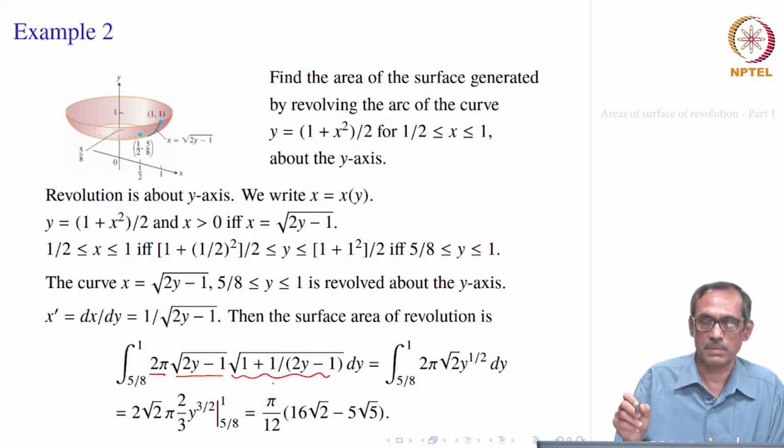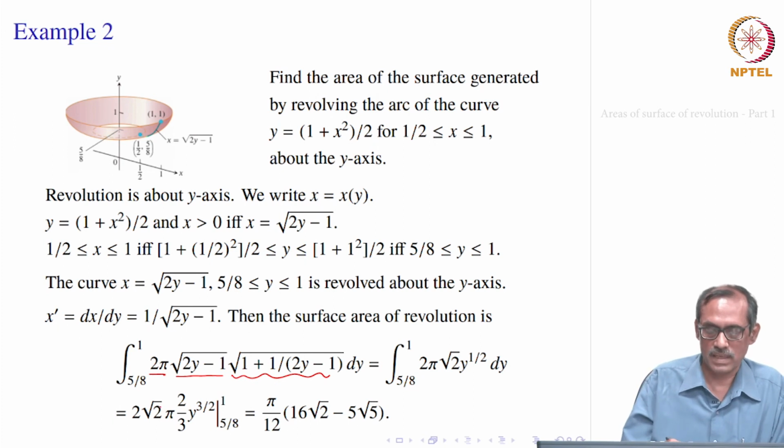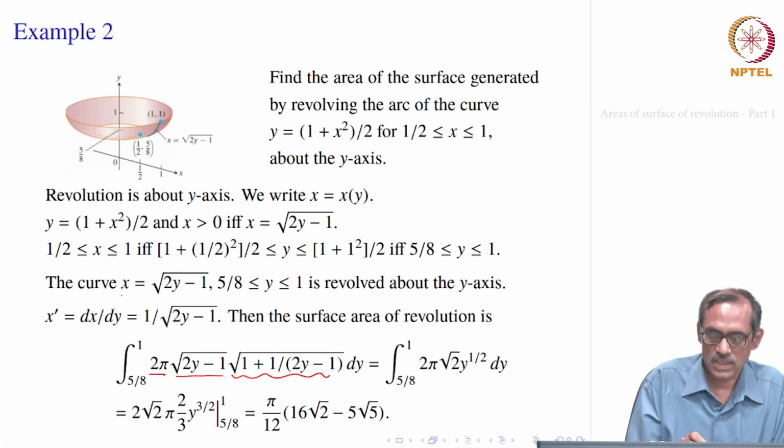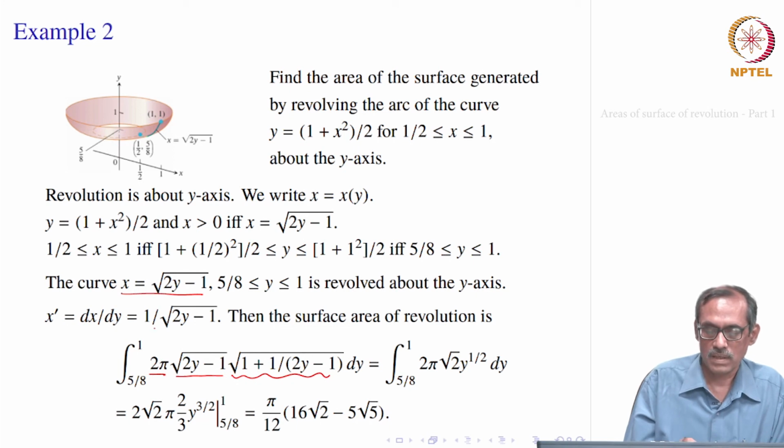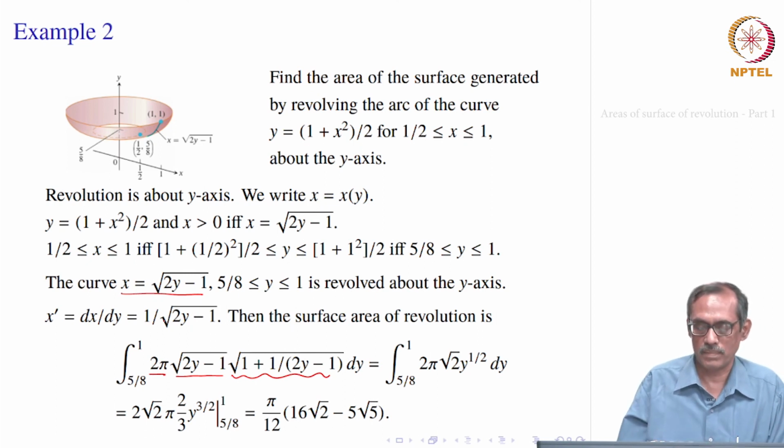So, g prime means x prime with respect to y, it has to be differentiated. So, x is square root of 2y minus 1. So, x prime is dx by dy, which is 1 divided by square root of 2y minus 1. So, that half cancels with this 2 when you differentiate with respect to y, first with respect to 2y, next 2y with respect to y. So, a 2 comes, that is cancelled. So, it is 1 divided by square root of 2y minus 1.